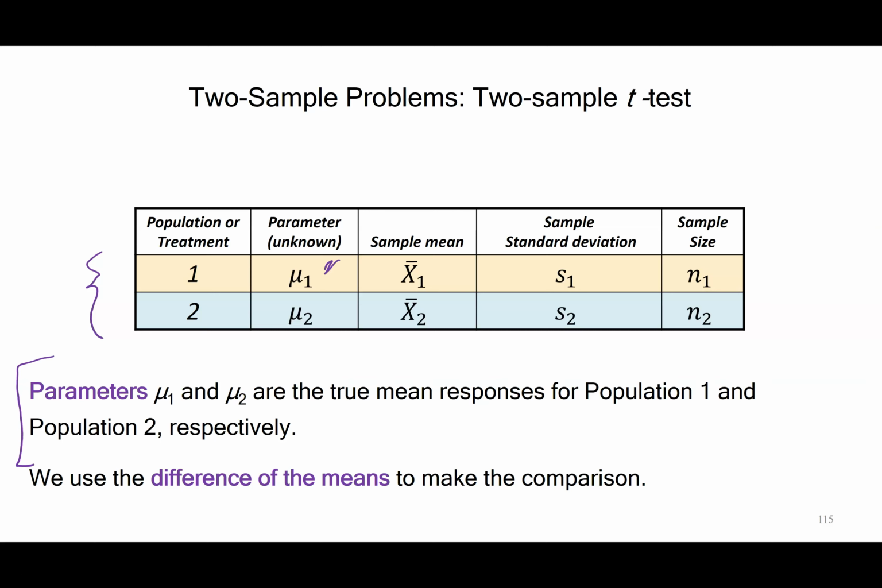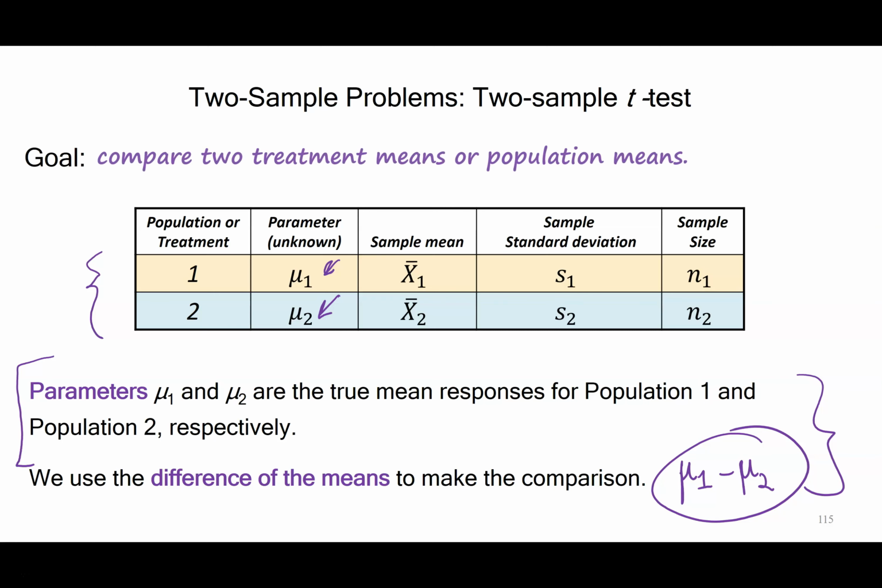So you have mu1 from your first population and mu2. Now the parameter of interest for us is mu1 minus mu2. And it's okay to do it the other direction where it's mu2 minus mu1, but you need to be really clear what 1 is and what 2 is. So our parameter of interest is this difference in means. So my goal: compare two treatment means or population means.